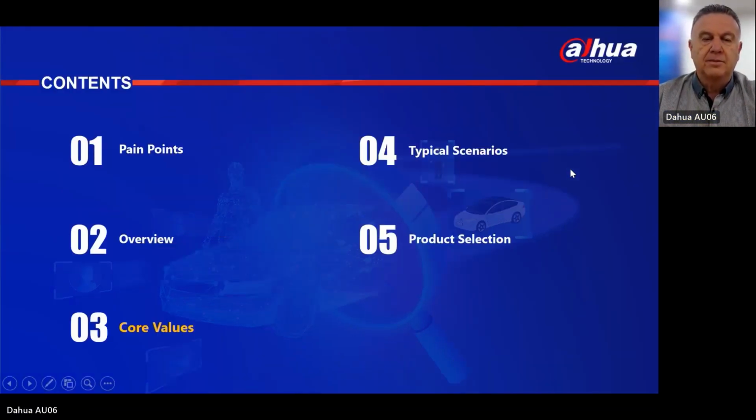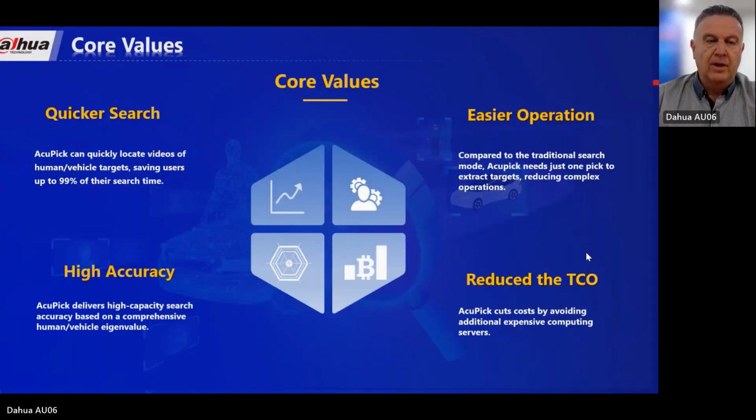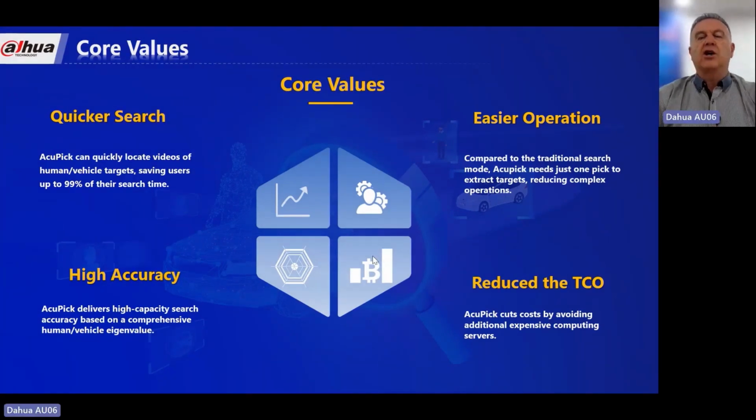The core values of AcuPick. Quicker search, easy operation, high accuracy, and let's reduce the TCO as well. First of all, quicker search. AcuPick can quickly locate videos of human and vehicle target, saving users up to 99% of the search time.